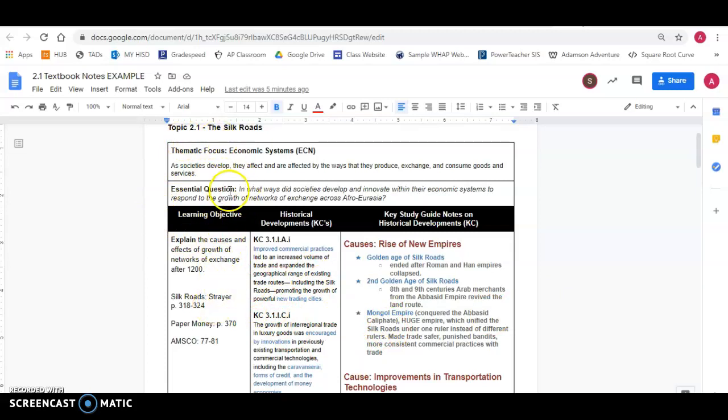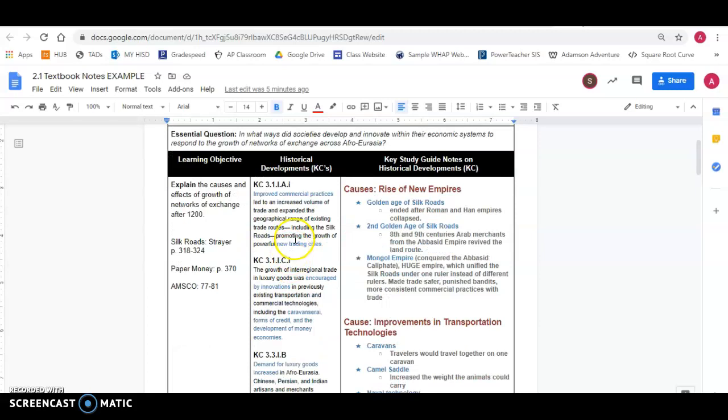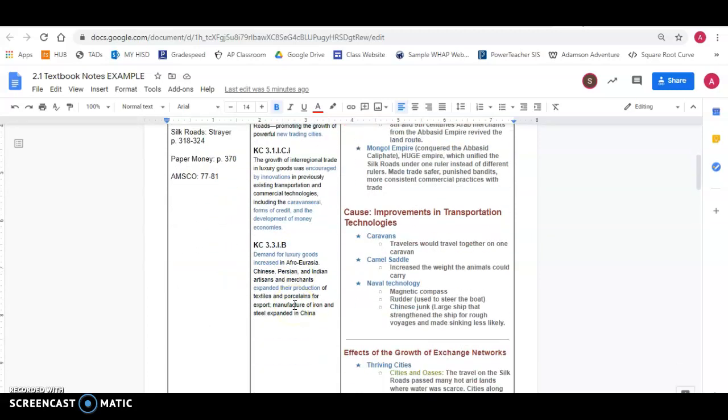So when we start at this, I'm only going to go over 2.1. In 2.1, there's only one learning objective, which is the causes and effects of growth of networks of exchange after 1200. What I do is take all of my notes in this column first, and then I go back through my historical developments and highlight the main things, and I make sure that I've included pretty much every detail of this in my notes.